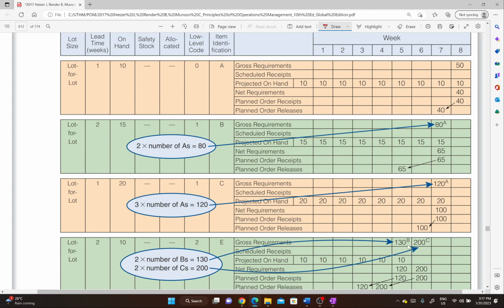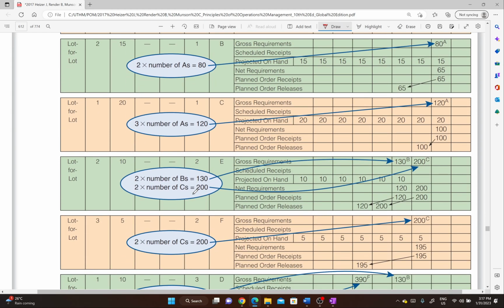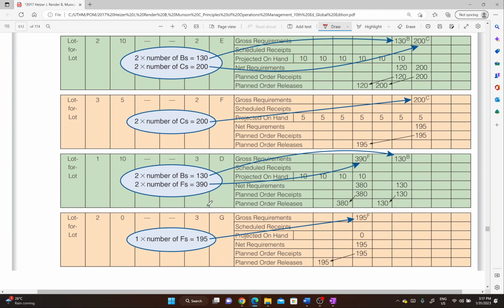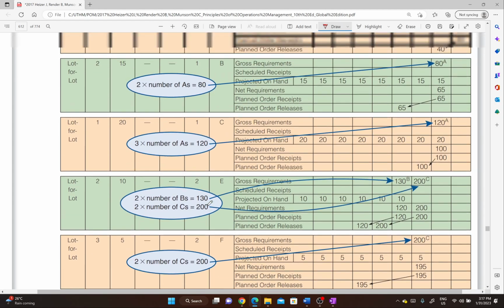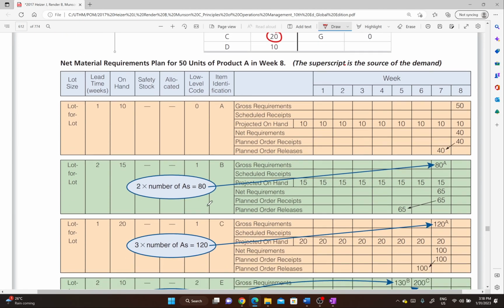Okay, the rest is also the same thing, you can see. So that's how it goes. E, F, D and G, the same idea, all the same idea. Okay, so this is called net material requirement plan whenever you have on-hand inventory. Okay, on-hand inventory, sorry, not hands-on.